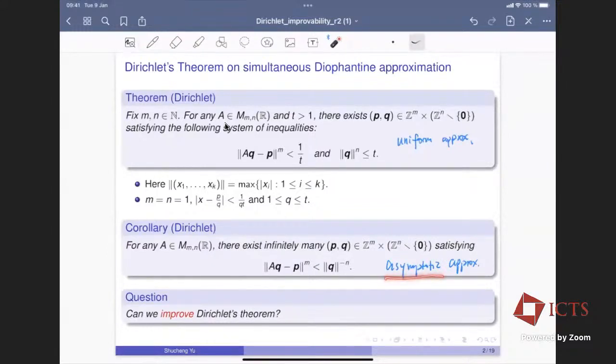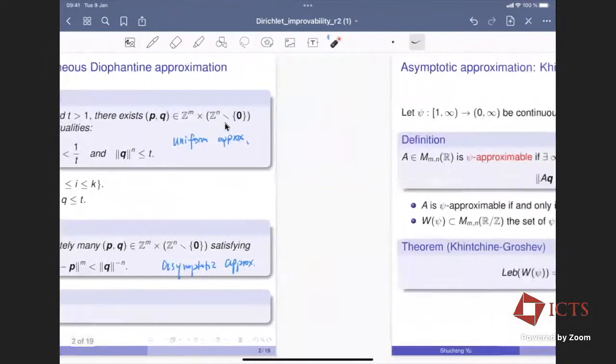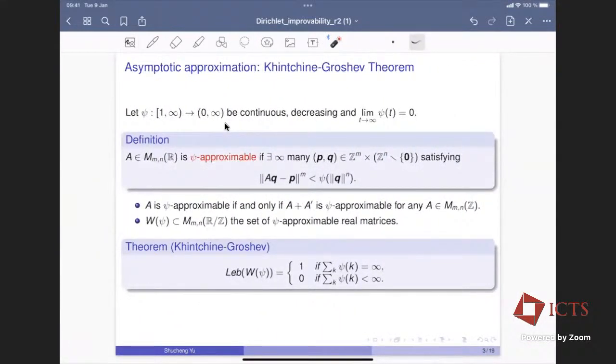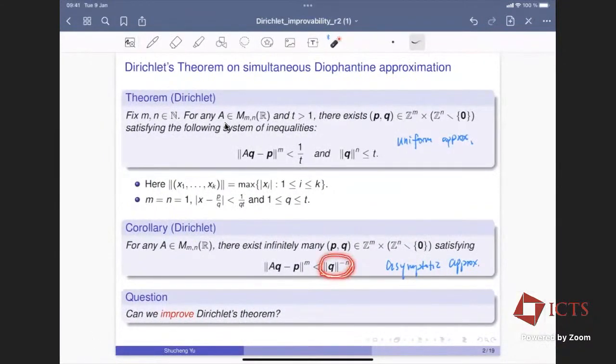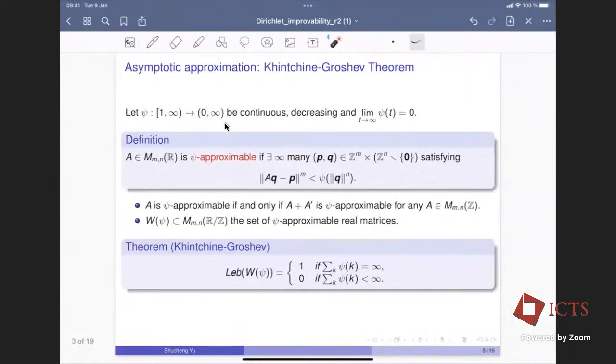And for the asymptotic theory, this question is very well answered by the classical Khintchine-Groshev theorem. So now I would just fix a psi to be my approximating function. It's always assumed to be continuous and decreasing, and it decays to 0 as t goes to infinity. And here's the usual notion of psi approximable. An m by n matrix A is called psi approximable if there exist infinitely many integer solutions to this Diophantine inequality. And this inequality is the same inequality as we see from the corollary, except we change this particular number by psi of the norm of q to the power n.